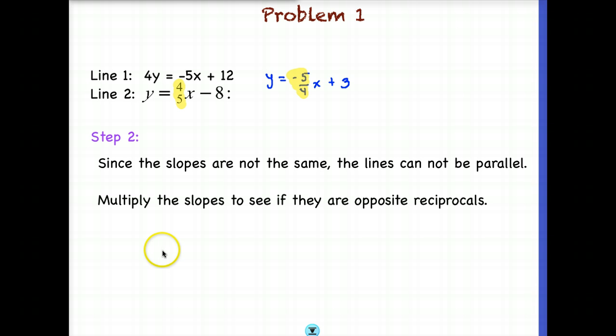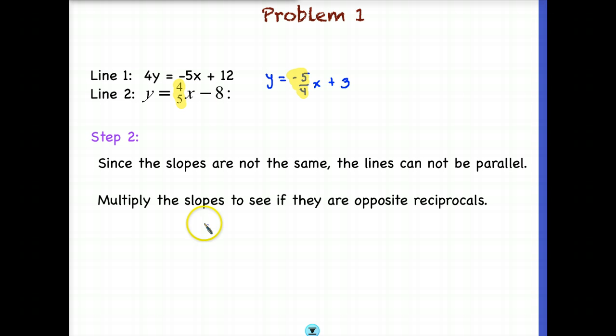And if you remember, one of our tests to determine if slopes are perpendicular is to see if they're opposite reciprocals. So we can look at our slope here and say, well, this is negative, so this has to be positive, which it is. The reciprocal of 5 over 4 is in fact 4 over 5.